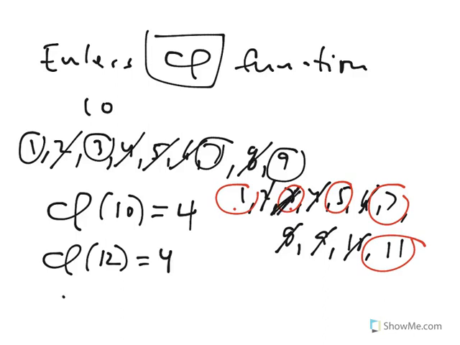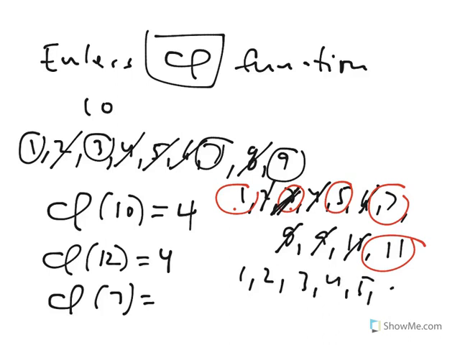Now the answer is not always 4. Phi of 7, for example, 1, 2, 3, 4, 5, 6. Nothing gets crossed out. Nothing shares a common factor with 7. So the answer is 6. So the bigger the number is doesn't necessarily mean the phi of that number is bigger.